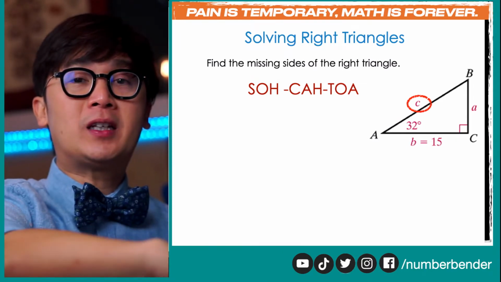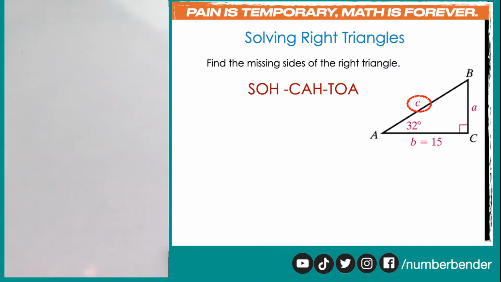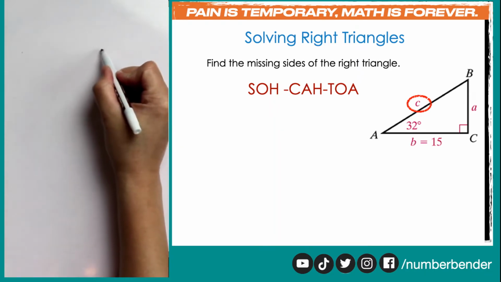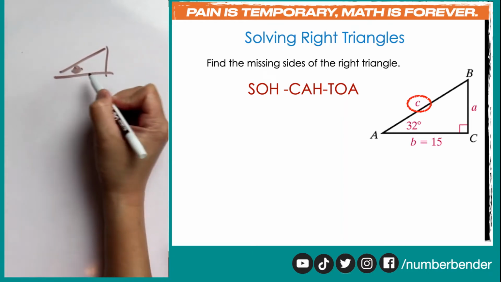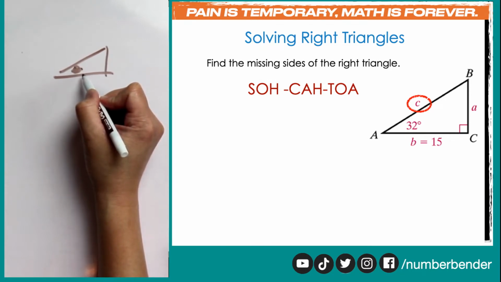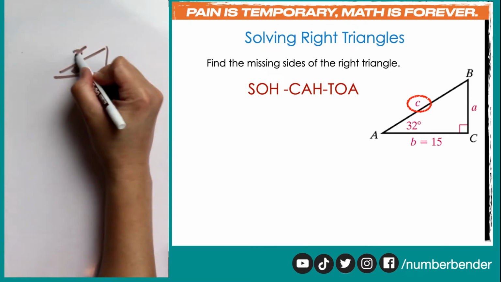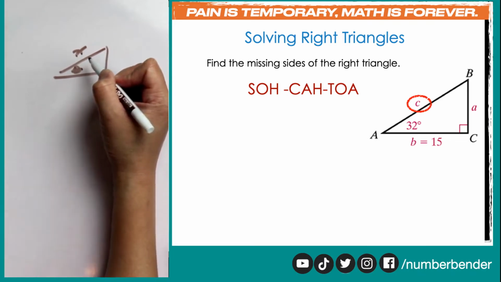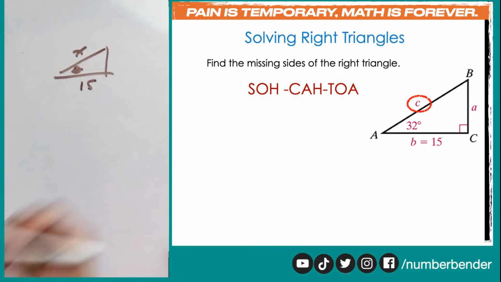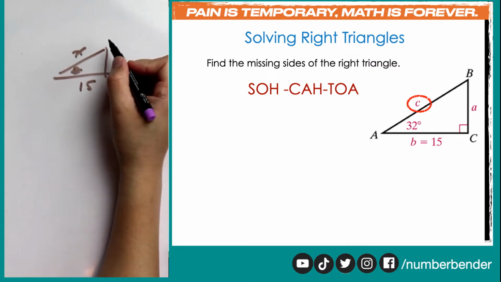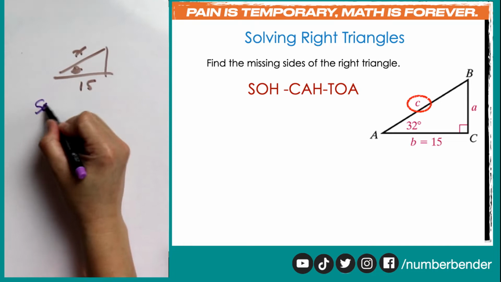So the first thing that we need to do is to be able to choose the correct formula for our word problem. So we are going to visualize our right triangle first. And in our right triangle, we are given theta, or the angle, which is 32 degrees. We are looking for this measurement, which is the hypotenuse, and we are given the value of this side of the right triangle, which is 15. And once we have this information, now it will help us figure out a way on which formula to use in our Sohcahtoa.